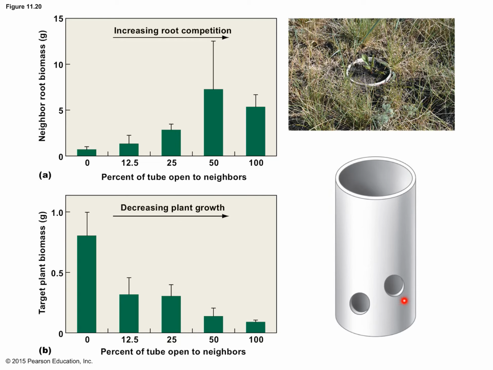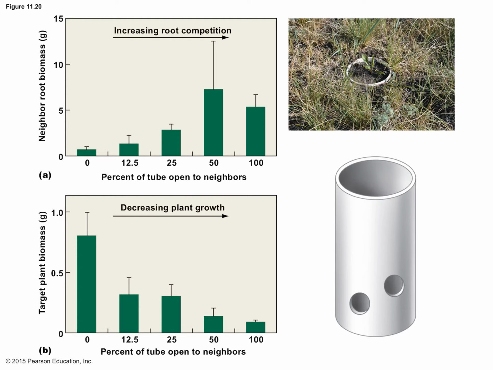So first of all, here's a PVC root exclusion tube. You see some holes in it, right? There's a plant growing in that. And so you can imagine if there are holes, then these neighboring grasses and things would have a way for the roots to get in and compete with the roots of the plant that's actually inside that tube.